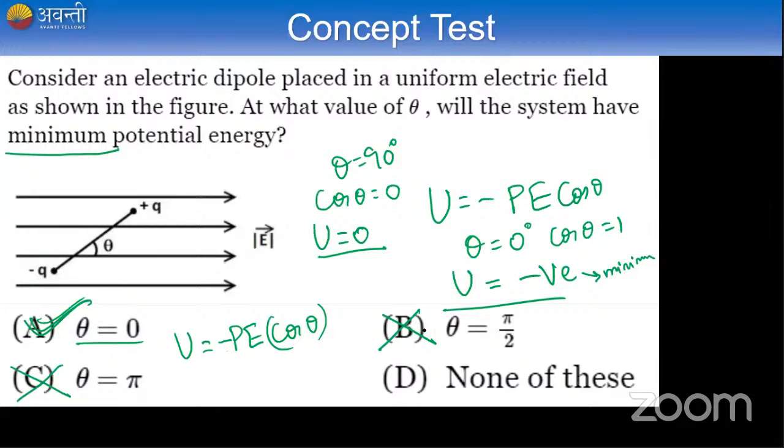Okay. Guys, understood this one? Please click on S if you have understood. Yes. Cool.